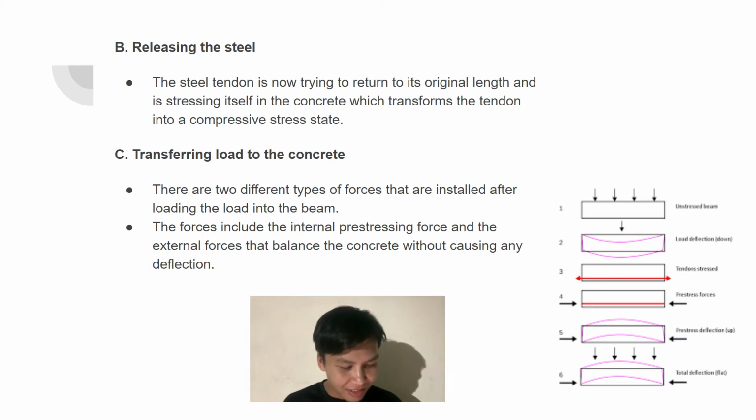B. Releasing the steel. The steel tendon is now trying to return to its original length, stressing itself in the concrete, which transforms the tendon into a compressive stress state. C. Transferring load to the concrete. There are 2 different types of force that are installed after loading into the beam. The forces include the internal prestressing force and the external force that balance the concrete without causing any deflection.